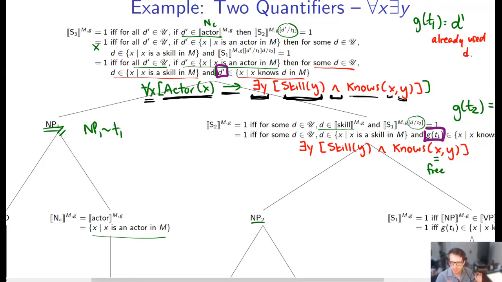So if you think of the D primes as being X's and the D's as being Y's in this example, then it matches the predicate logic translation perfectly.